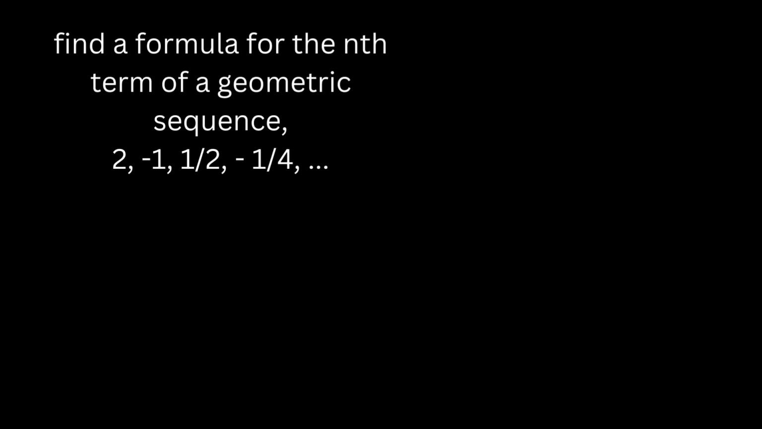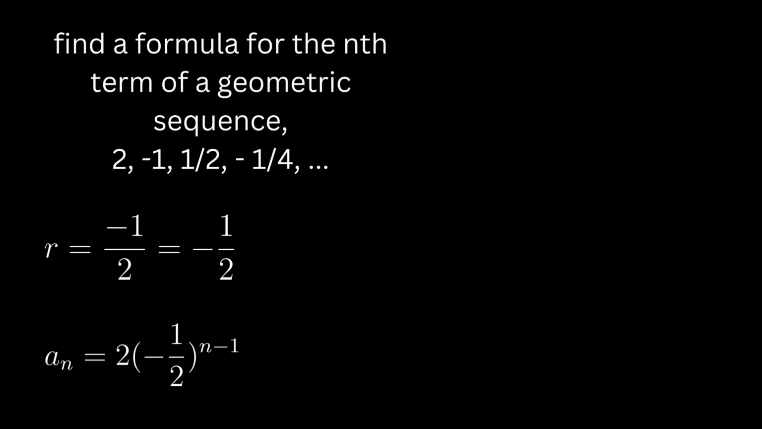Another example. Find a formula for the nth term of a geometric sequence 2, -1, 1/2, -1/4, and so on. Solution. We obtain the ratio by dividing a term by the term preceding it. We get r is equal to -1 divided by 2, which is equal to -1/2. Each term after the first is obtained by multiplying the preceding term by -1/2. The formula for the nth term is given by a sub n equals 2 times the quantity -1/2 raised to n minus 1.